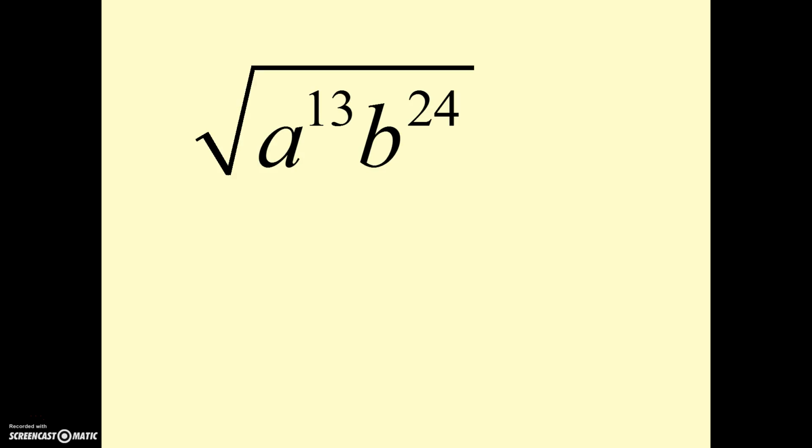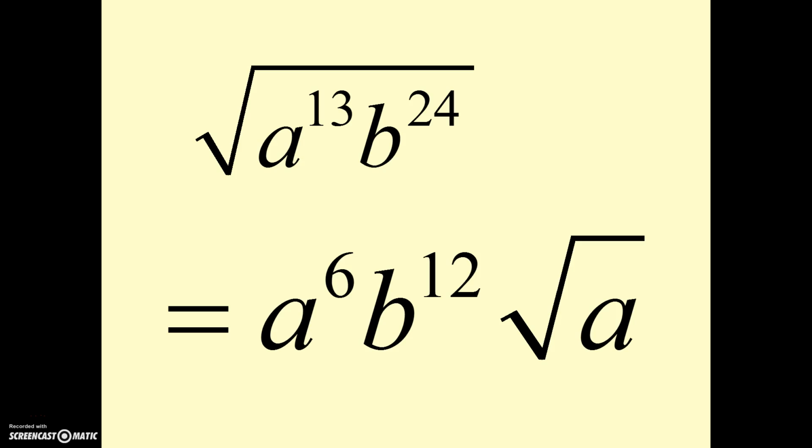All right, try this one on your own. A to the 13th is an odd number, so I'm going to leave 1 under and take half of the rest. So I'm going to have a to the 6th out. B to the 24th is an even number, so I'm just going to take half of it and bring it out. So I have b to the 12th out. So my answer is a to the 6th, b to the 12th, radical a.